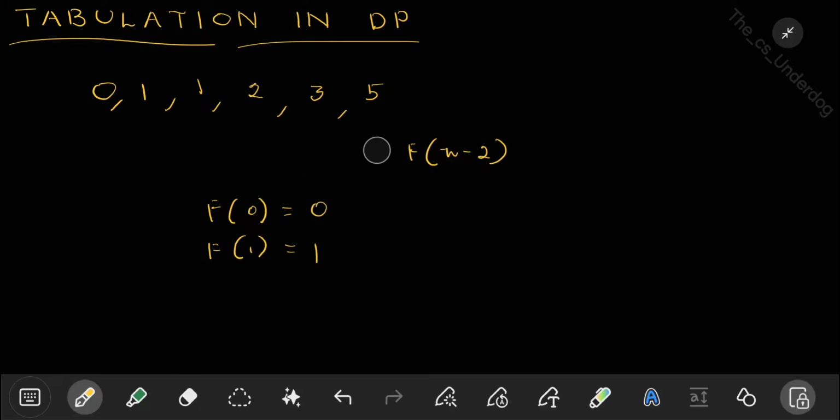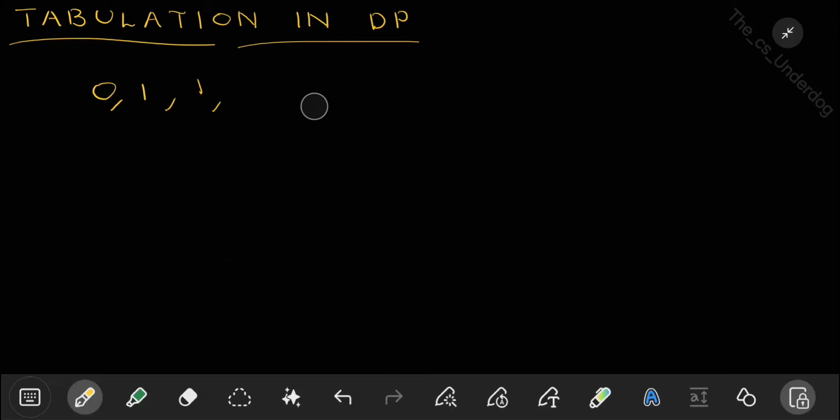Let us try to convert this into a function. Let us convert it into a recursive function using which you can calculate the Fibonacci series. So let us say Fibonacci of n. How do you calculate this? If the value of n is less than or equal to 1, that is, if it is Fibonacci of 0 or Fibonacci of 1, what will you do? You will simply return n.